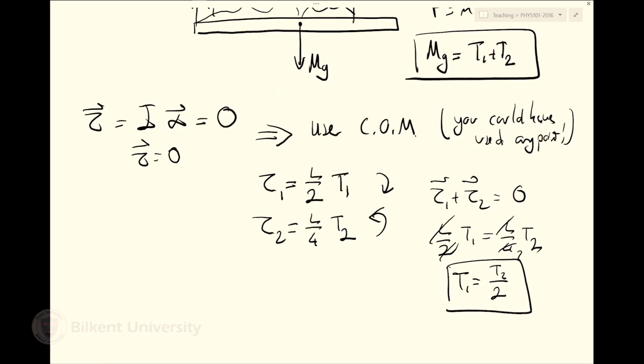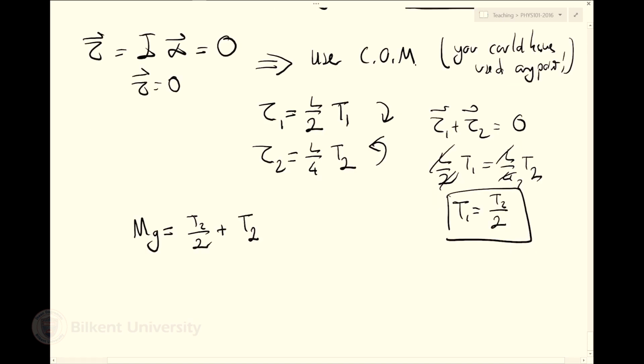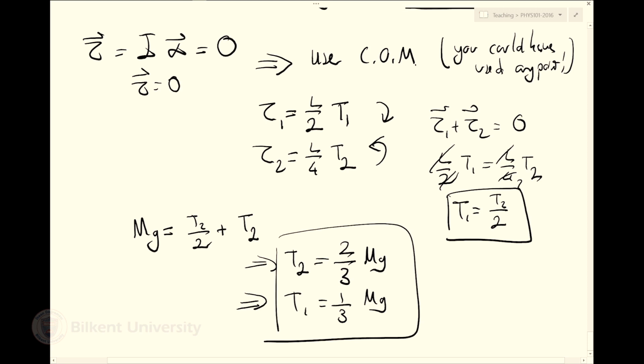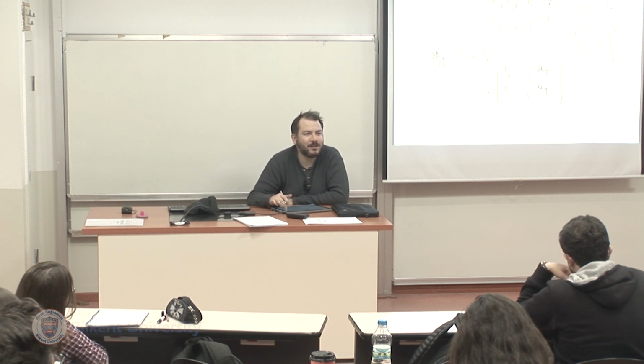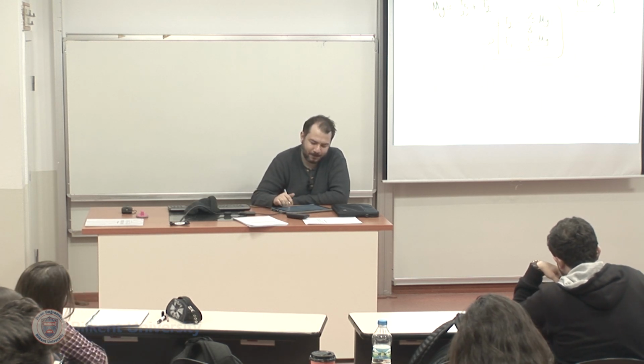I have two equations, two unknowns. mg is T2 over 2 plus T2, or T2 is 2/3 mg, which tells me T1 is 1/3 mg. I'm hoping each and every one of you have found these results, right? Excellent. Now let's go to the second part, which is more exciting. Okay.